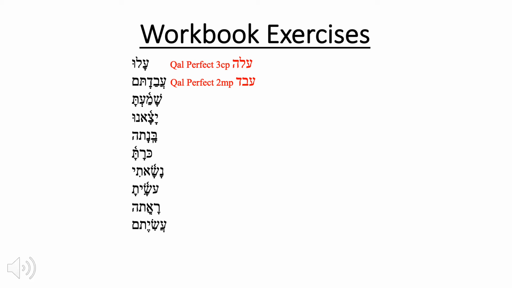Typically this would be a qamets, but the qamets has reduced because of propretonic vowel reduction, since the accent has shifted all the way to the end of the verb under the tav and the mem. So instead it reduces to a shva, which in this case, because it's a guttural, is a compound shva. What about the next verb? How do we parse this one?